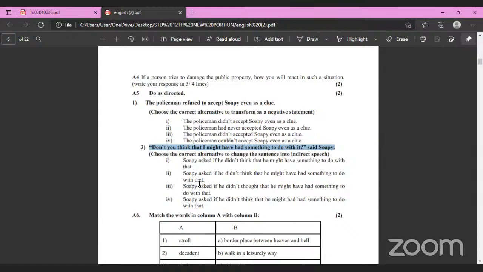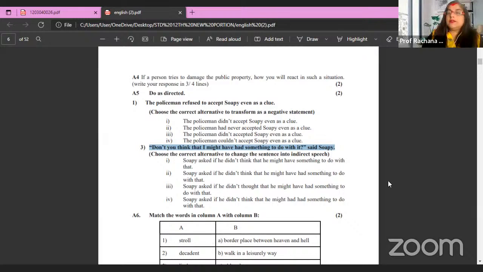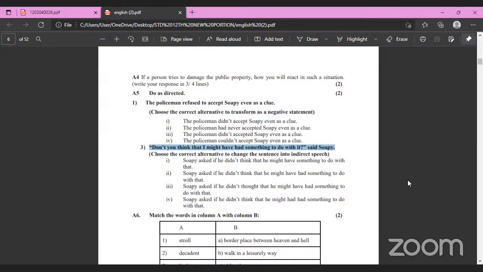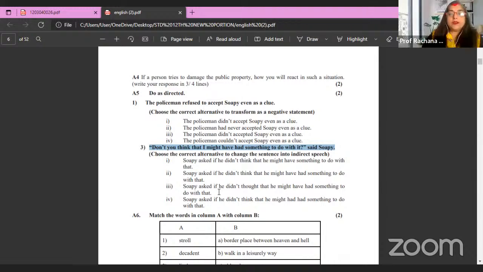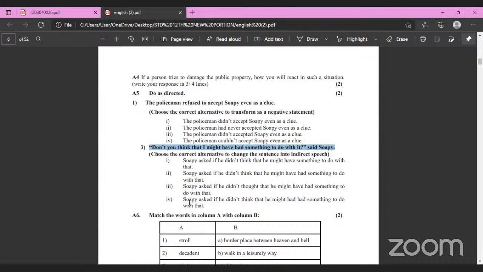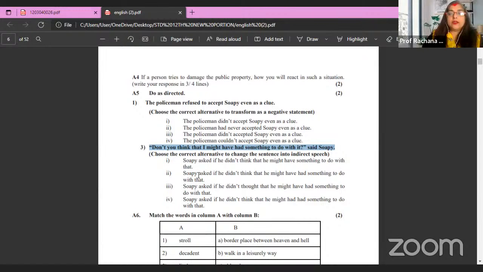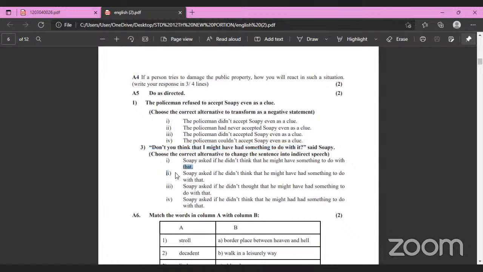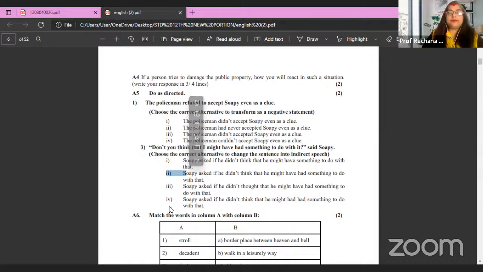Ma'am, Sophie asked if he didn't thought that he might have had something to do with that, third option. Sophie asked if he didn't thought that he might have had something, second option, to do with that. If he didn't think that he might have had something to do with that. Yeah, second is the right option. Second one.